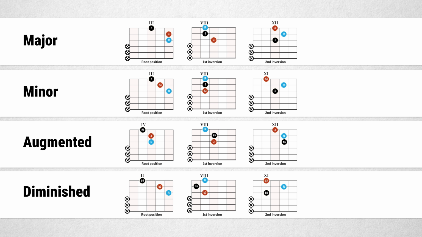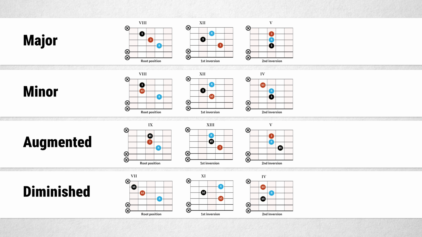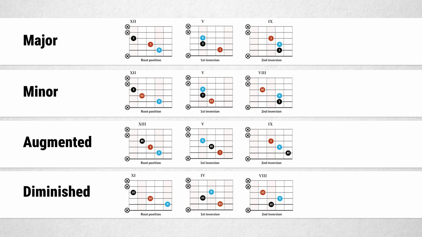Now, here are the shapes on strings 1, 2 and 3 in root position, first inversion and second inversion. And here are the shapes on strings 2, 3 and 4 in root position, first inversion and second inversion. And here are the shapes on strings 3, 4 and 5 in root position, first inversion and again in second inversion.